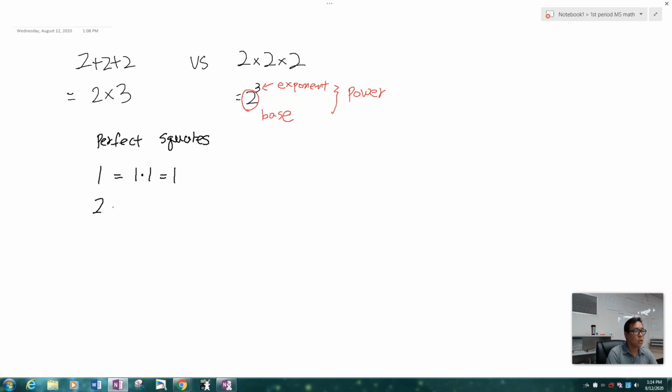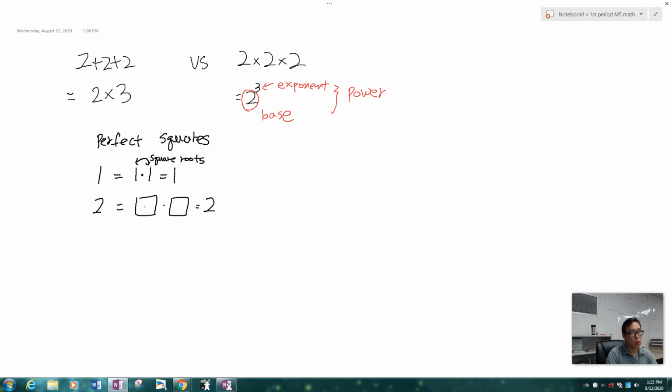2 is not a perfect square because we need to have two numbers that, when you multiply, become 2. What is that number? So when it comes down to the perfect square, these two numbers are called square roots. Square roots must be whole numbers. If square roots are whole numbers, then 1 is a perfect square.